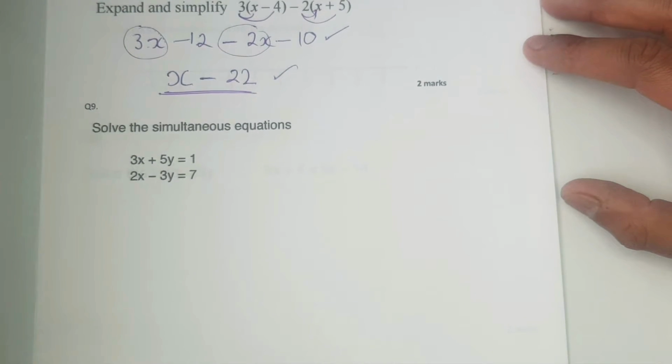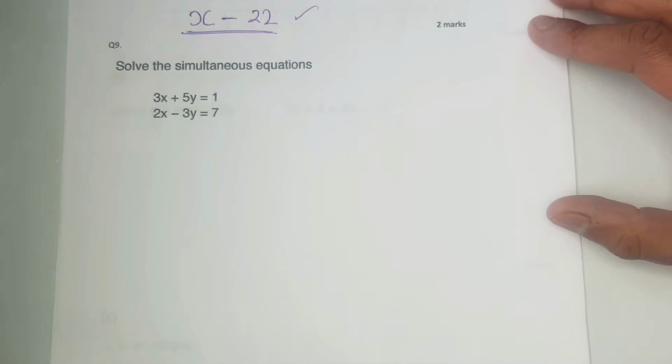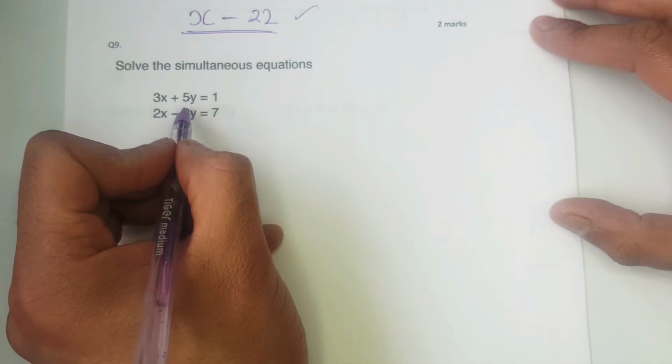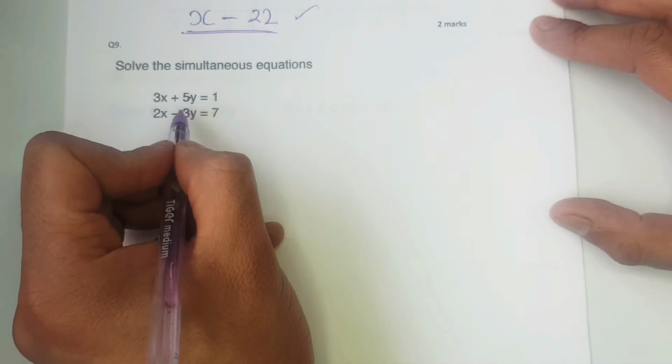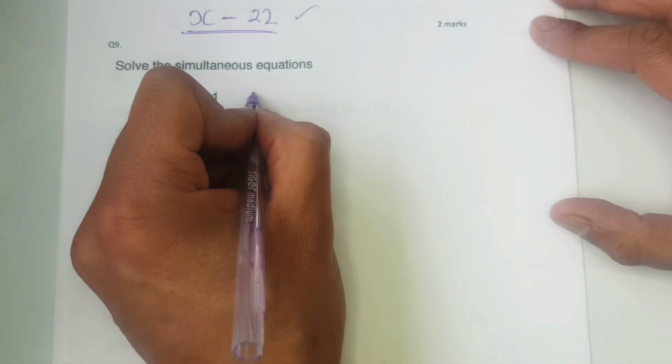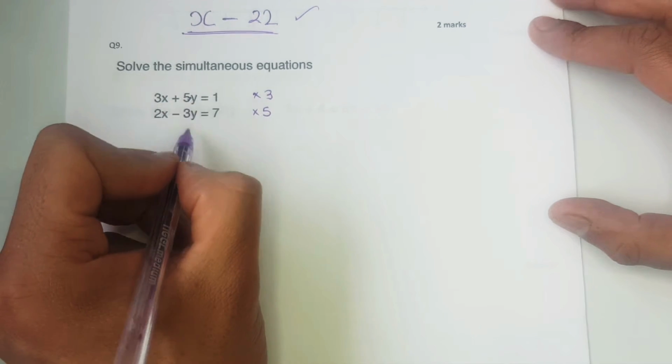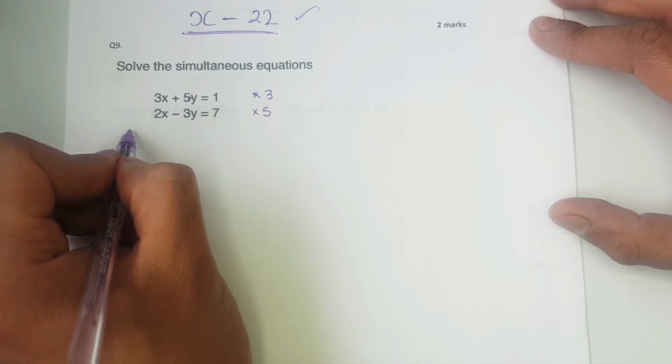Next question says solve the simultaneous equations. So this question can be done depending on which one you want to eliminate. If I want to eliminate the y's, I'm going to make these both the same number. So I need to multiply the first equation by 3 and the second equation by 5, so I can get 15 as my common variable.